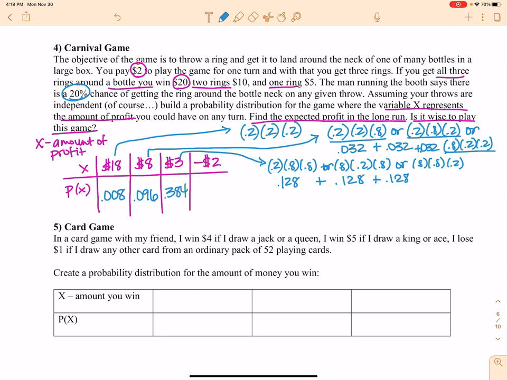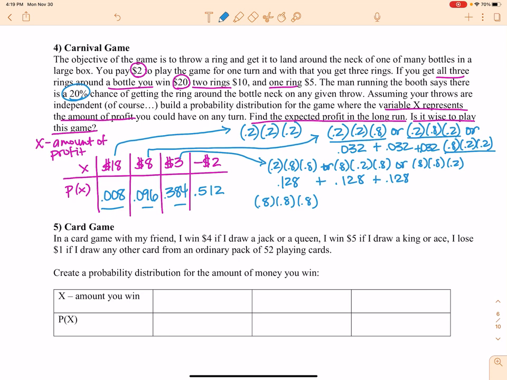And then what you can do to find your negative $2, you can either add these 3 together and subtract from 1 to get it, or you can just take 0.8 times 0.8 times 0.8, which means you lose, and then that's going to be that value right there. Double check yourself and make sure that all those values add to 1. All right, we're almost done with the question.